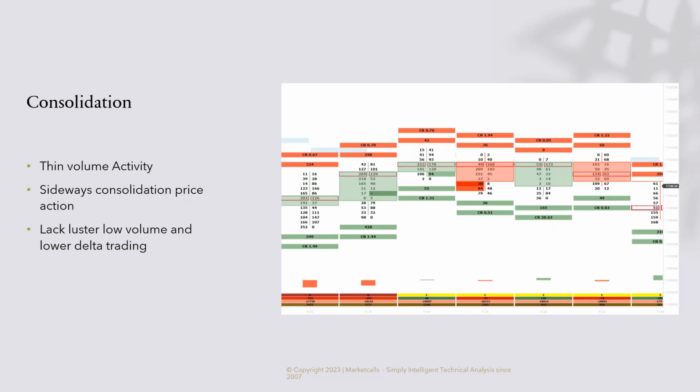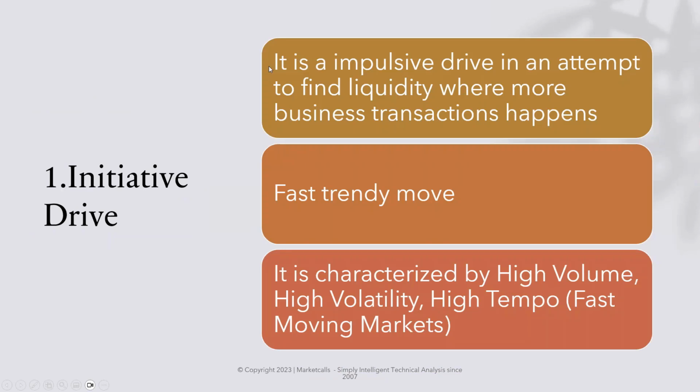Typically, price will keep on rotating, which means it will keep on making lackluster, low volume and lower delta trading is what generally happens. Typically, it results in a consolidation. Dull, boring price action is what mostly happens around those levels. So that is with consolidation.